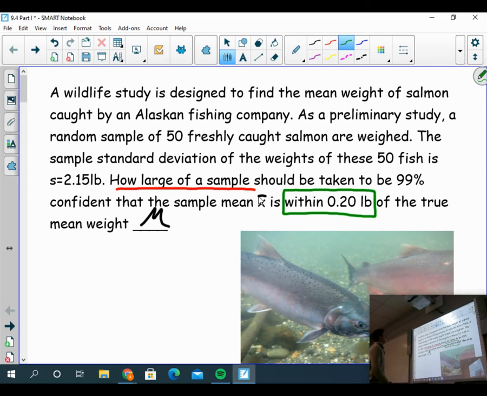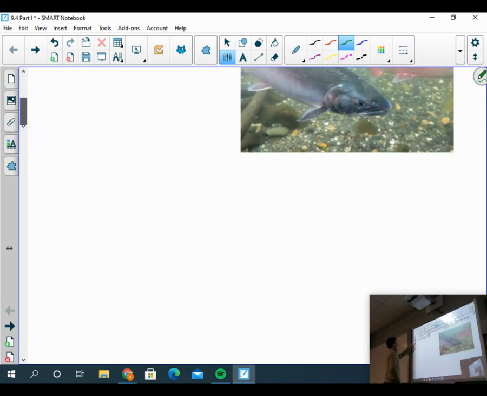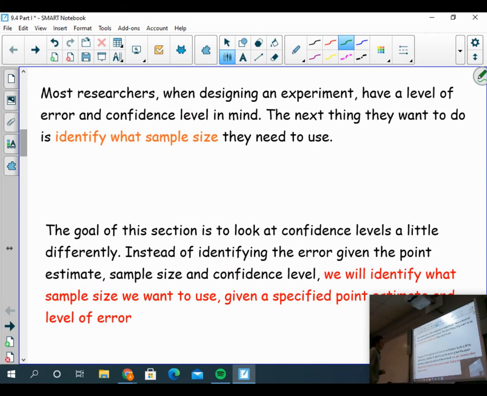Well, at this point, hopefully you've given it a shot and you gave it your best. We'll come back to solving this problem in a second, but let's get some ideas for this section. Most researchers, when designing an experiment, have a level of error and confidence level in mind. However, the next thing they want to do is identify what sample size they need to use. To give you a little bit of backing for what 9.4 is all about, sometimes we have the ability to control and influence what sample size we want to take, okay?